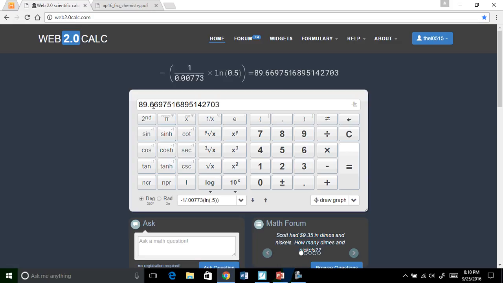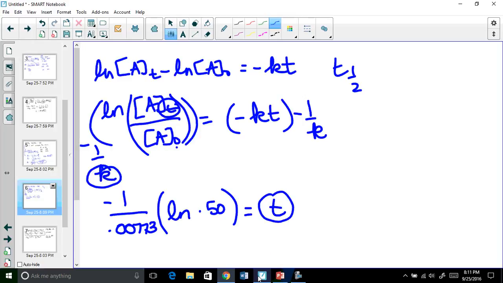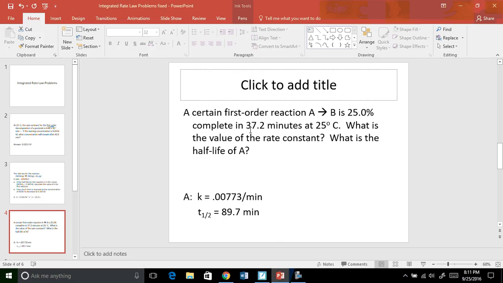And what comes out is 89.666, so 89.7. So the time it takes to get cut in half is 89.7 seconds. Go back here. This has 3 sig figs. This had 3. And so that's how you do that problem.